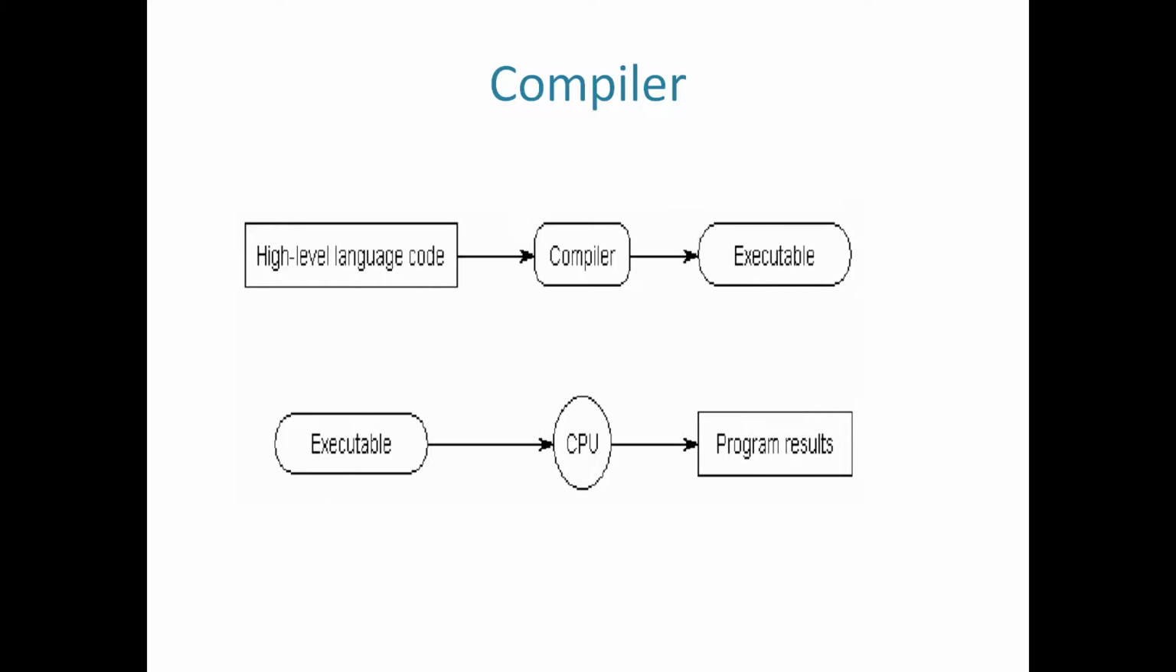So this is just a basic diagram: high level language code goes to the compiler, and the compiler makes it into executable form. Executable form must be in machine code, because the CPU or processor only works in binary language. The CPU performs the instructions and gives us the program's desired output.